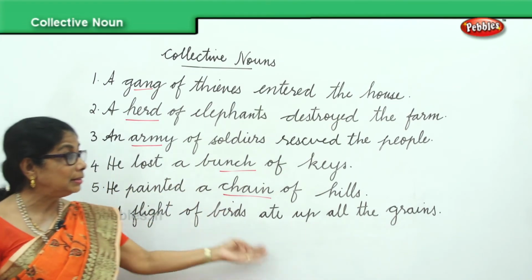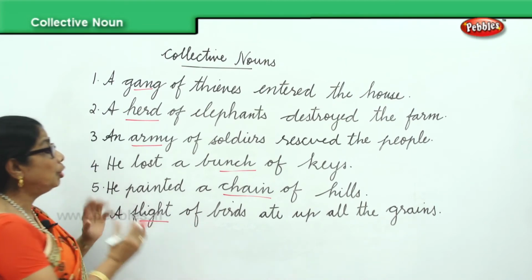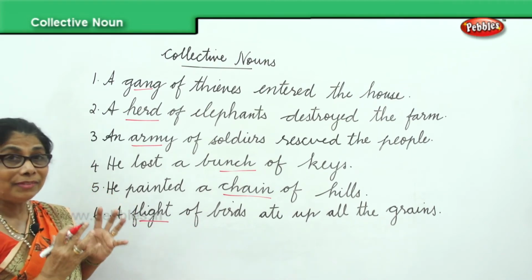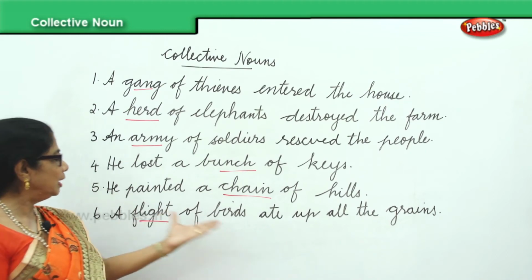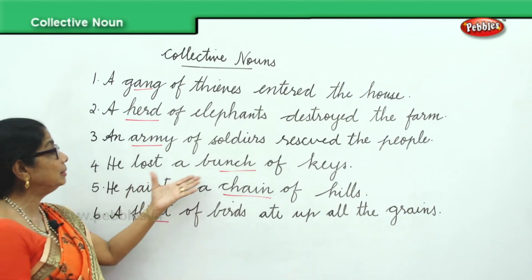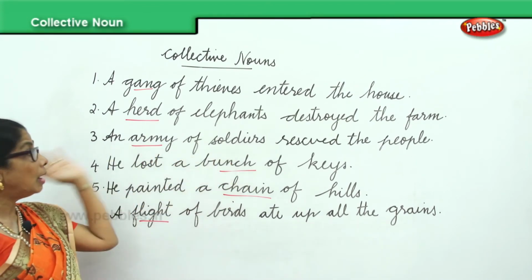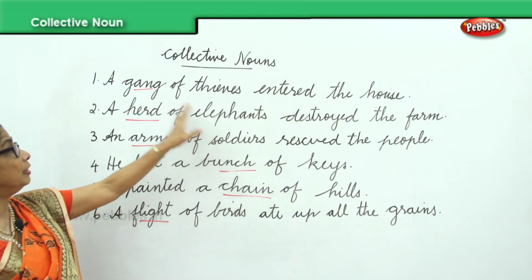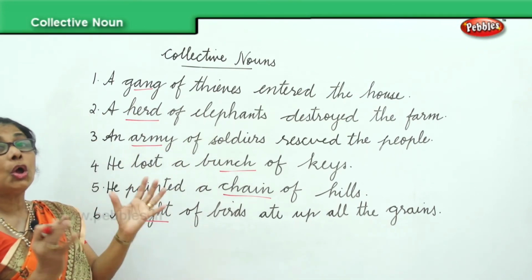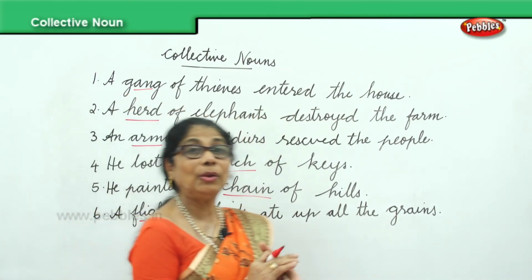A flight of birds. A large number of birds came and ate up all the grain. Now, the group names, the collective nouns we identified. For birds, you will say flight of birds. Hills, chain of hills. Keys, bunch of keys. Soldiers, army of soldiers. Elephants, a herd of elephants or a herd of cattle. Gang of thieves.